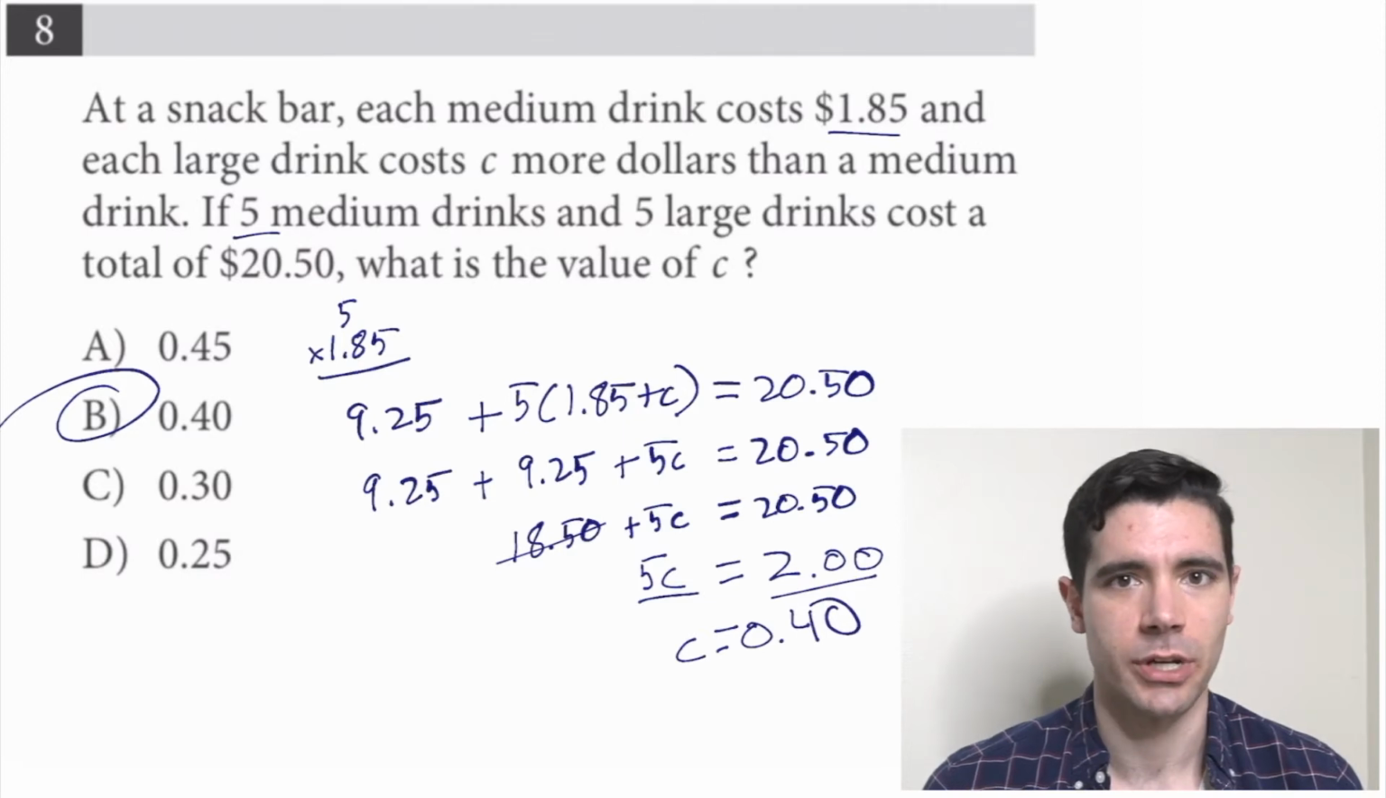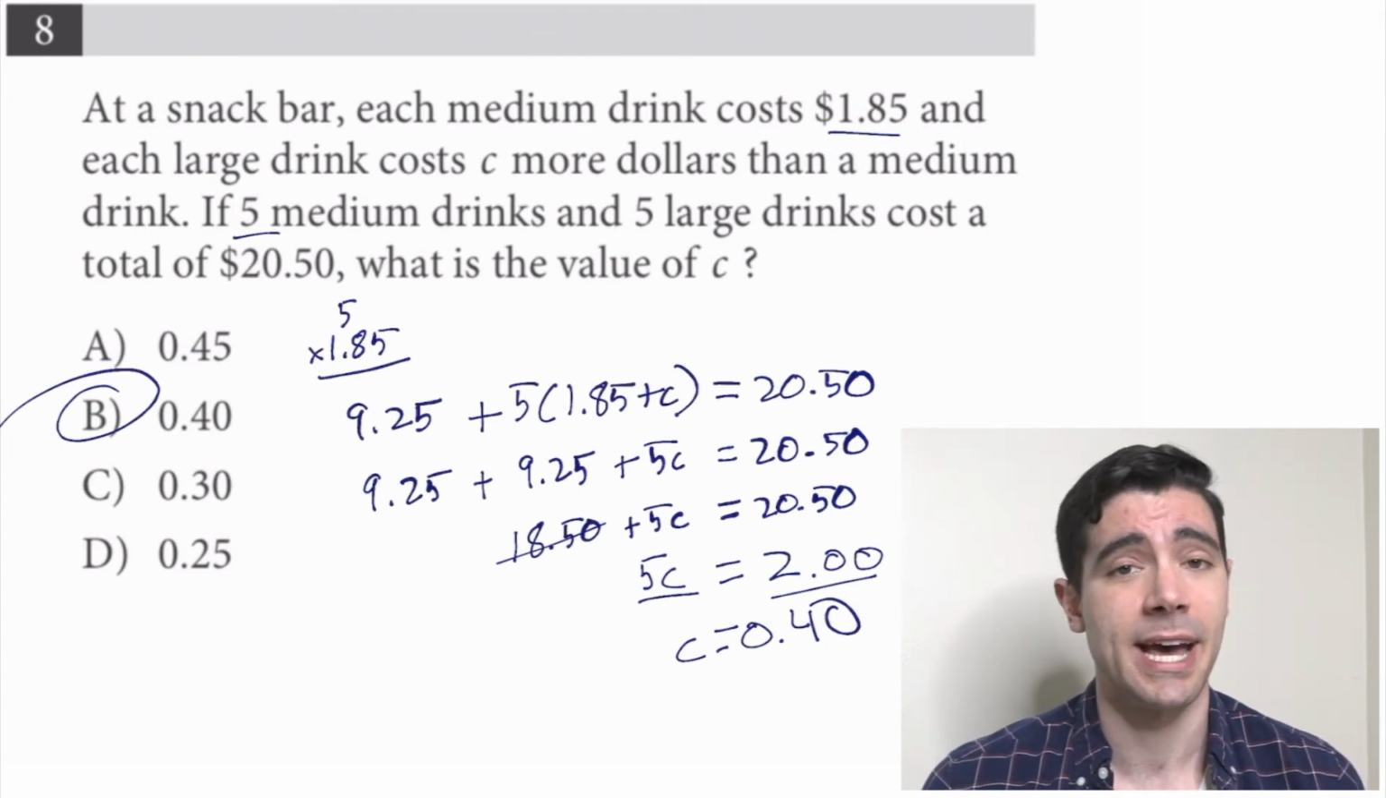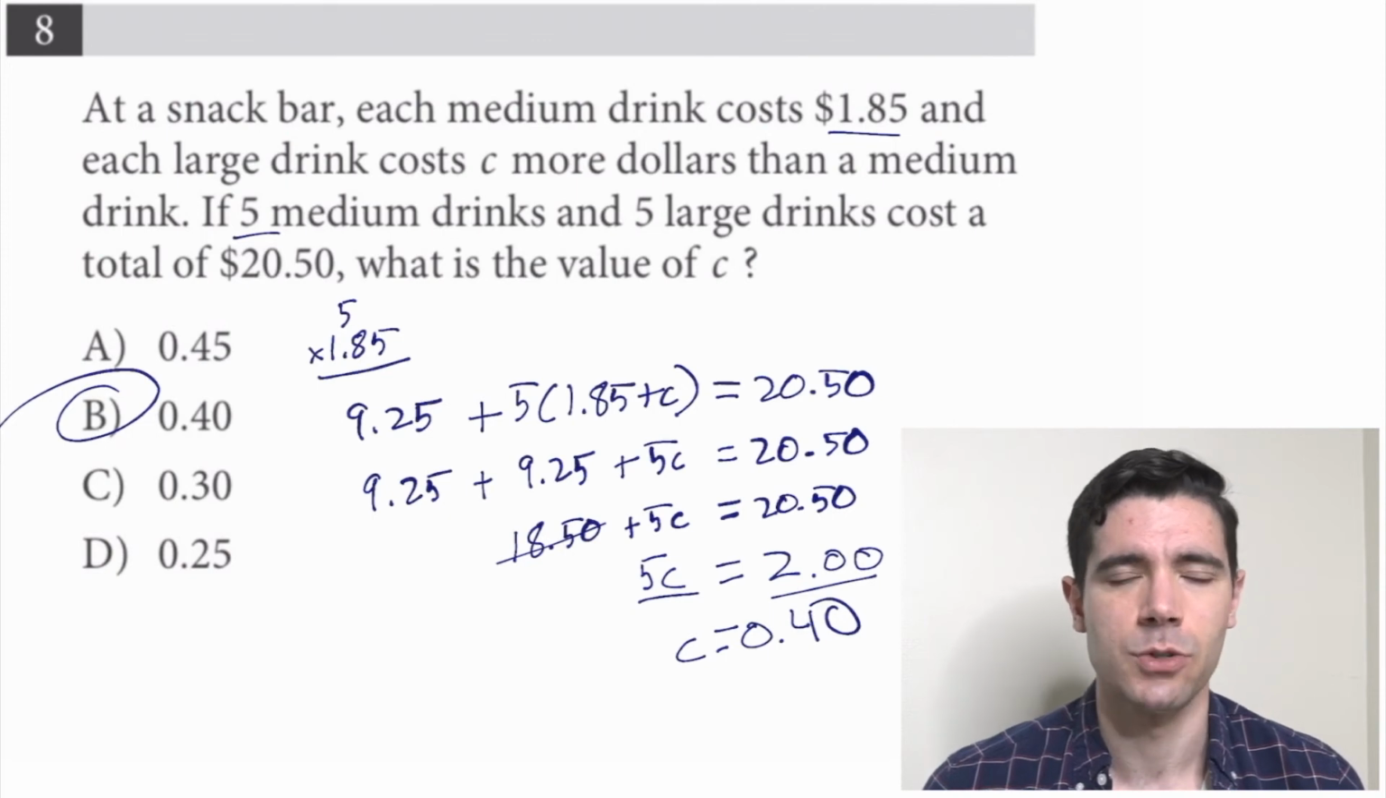We know how much a medium drink cost, and we got 5 of them, so we multiplied those two together, and then we knew some component of how much a large drink cost, so we multiplied that by 5 too, plus 5 of these C things, whatever those were, and then we solved it like any other algebraic equation, isolating for C.